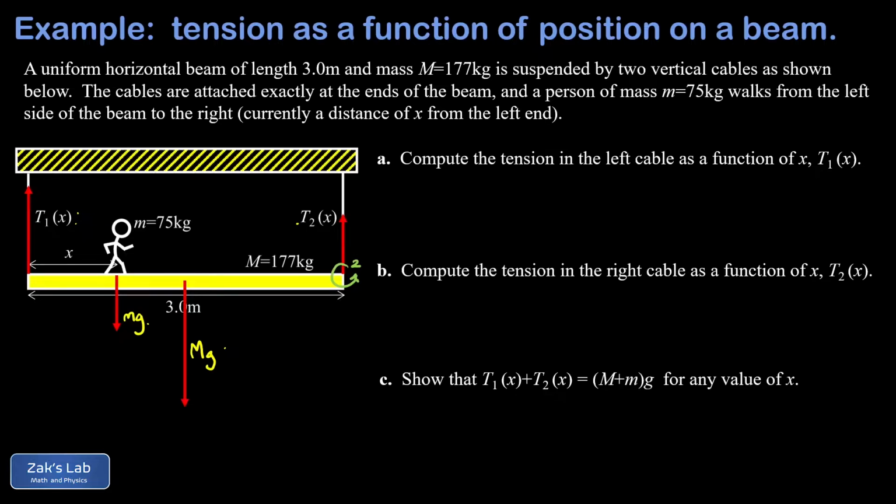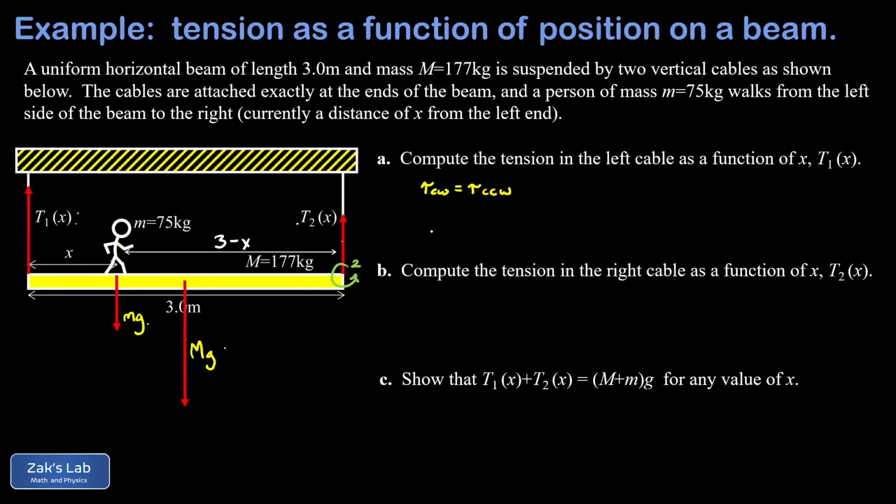Now, one of the first things I notice here is to get the lever arm for the weight of the person, I need to know the distance from the person to the right end of the beam. Well, the beam is 3 meters long, and the person has moved a distance of x from the left end. So that means the person is a distance of 3 minus x from the right end. So we get to work balancing the torques with respect to rotation axis 2. And just informally here, what we're saying is the sum of all the clockwise torques better be equal to the sum of all the counterclockwise torques.